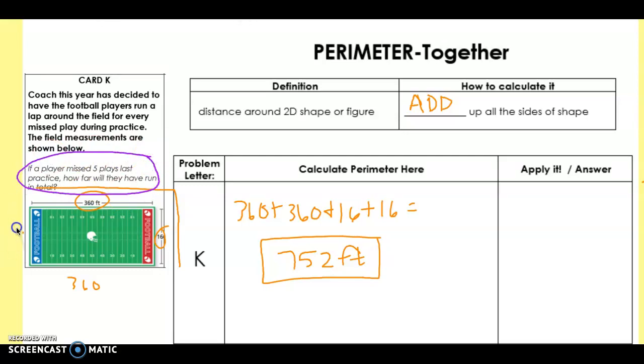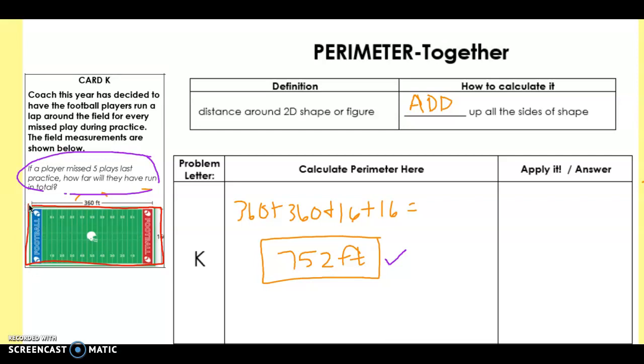So in this specific example, it's asking us, let's suppose a player missed 5 plays last practice, meaning that his coach is going to make him run 5 times around the field, right? We want to know how far they've run in total, how many feet. So thinking about our problem big picture, again, reflecting on the answer that we found, 752, that was the distance around one time. 752 feet he just ran.